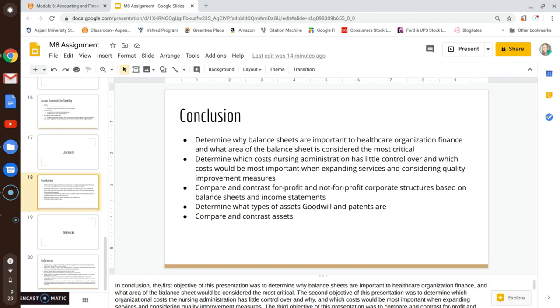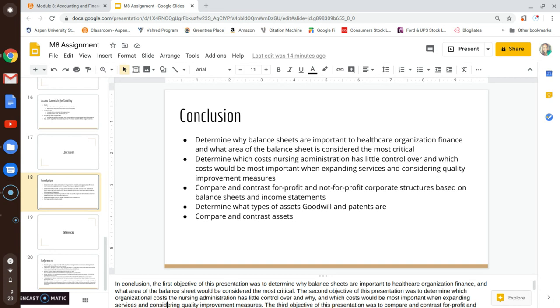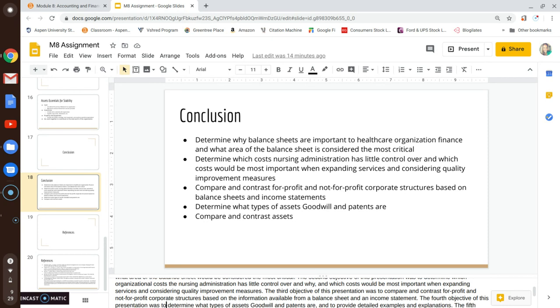Conclusion. In conclusion, the first objective of this presentation was to determine why balance sheets are important to healthcare organization finance and what area of the balance sheet would be considered most critical. The second objective of this presentation was to determine which organizational costs the nursing administration has little control over and why, and which costs would be most important when expanding services and considering quality improvement measures.